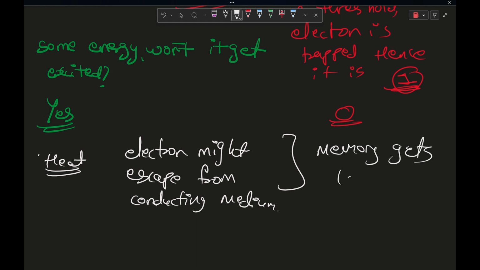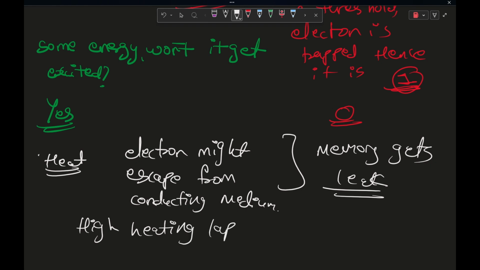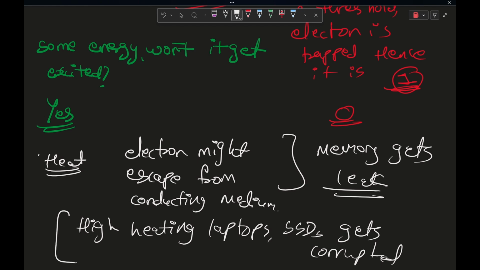Memory leaks, and this is the case in highly heating laptops or devices. SSDs get corrupted. This is the reason that when a laptop or device is heating a lot, SSDs can get corrupted, because memory leaks, because electrons escape in a high energy environment. So this is the reason that an SSD becomes non-functional or corrupted in highly heating laptops or in summer seasons. So yeah, I think this was the video.